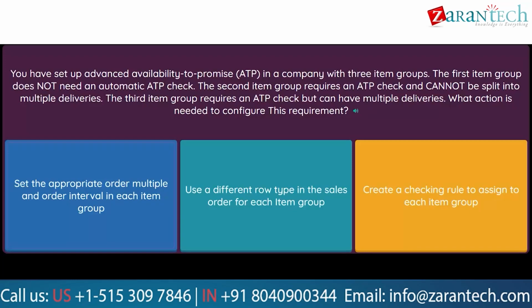Option 1, set the appropriate order multiple and order interval in each item group. Option 2, use a different row type in the sales order for each item group. Option 3, create a checking rule to assign to each item group.